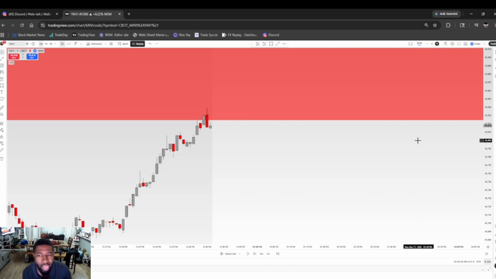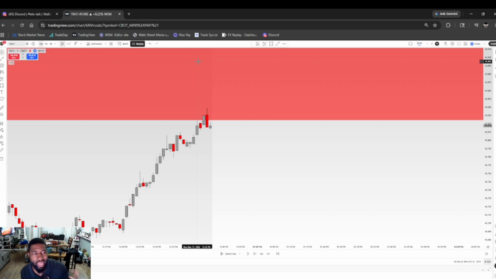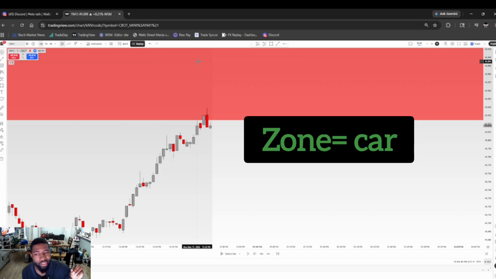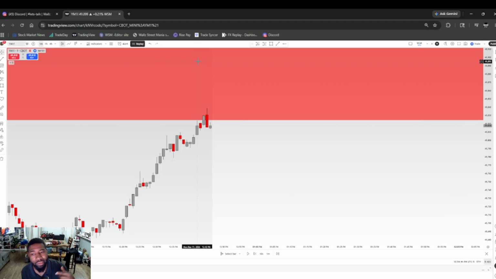Wrong. I'm going to wait for liquidity to be swept. So think of it like this. I actually just put this in my Discord. A zone is similar to a car, and the liquidity is the gas for the car. Now, for me personally, I don't take any type of trades unless they hit my zone. And I also won't take a trade if liquidity is not swept.